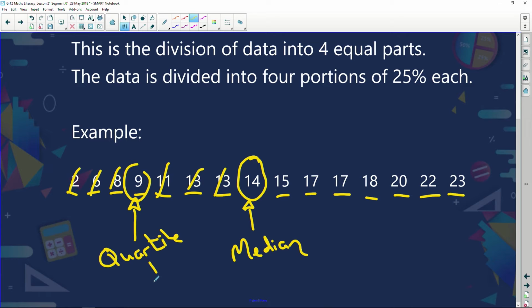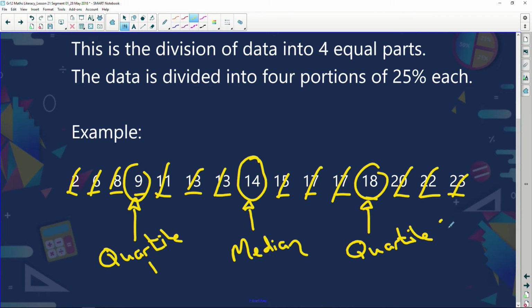Now we're going to do the same on the other side. So this, that, there's the middle between the highest and the middle. And we're going to call this quartile, not 2, but quartile 3. So we've got our first quarter, our second quarter, our third quarter, and our fourth quarter.